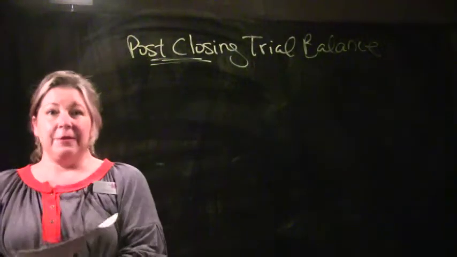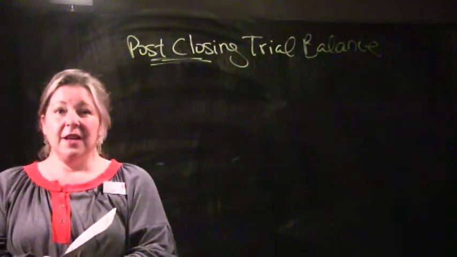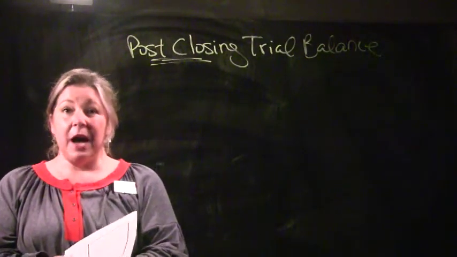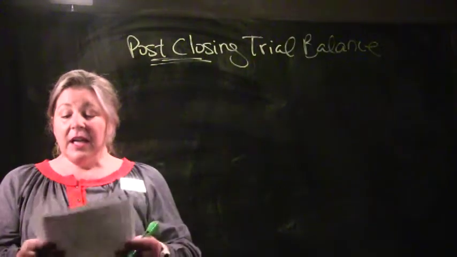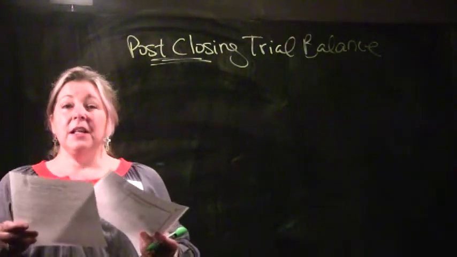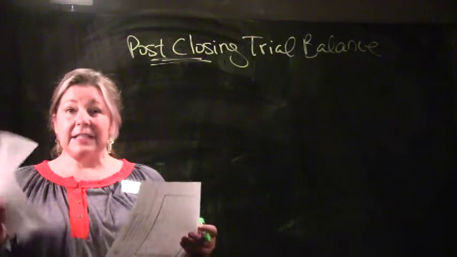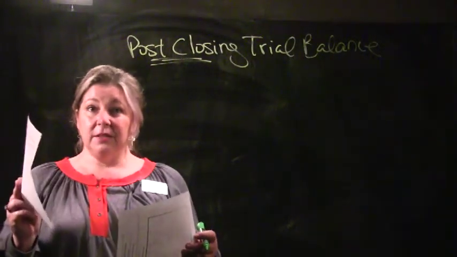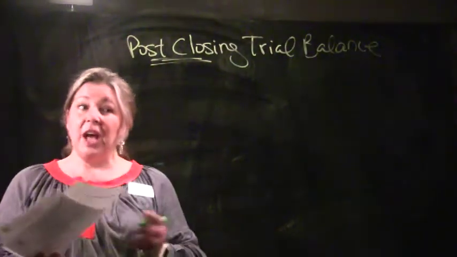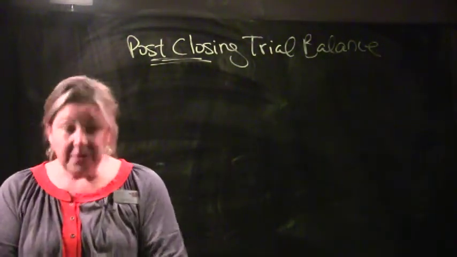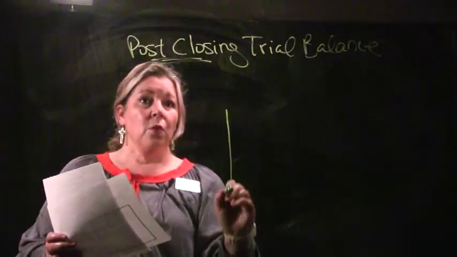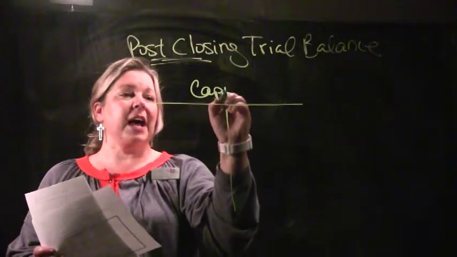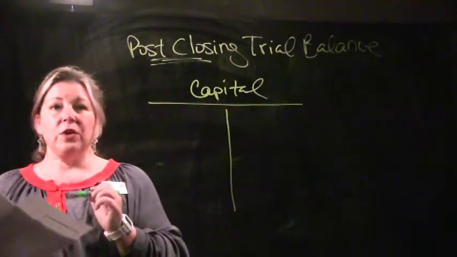Post-closing means after closing. So the only accounts that are going to be on this trial balance are going to be our permanent accounts. Cash, all of our assets, liabilities are going to be the exact same balance that was showing on the adjusted trial balance. But capital has changed because if you remember just a minute ago, what did we do? We increased capital by net income and we decreased capital by the amount of withdrawals.